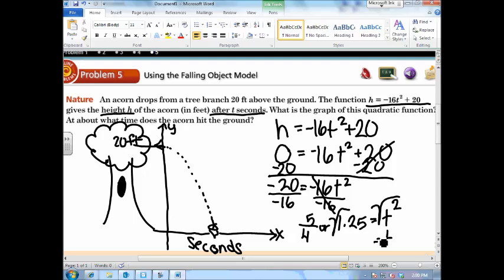But does it make sense in this problem to have negative time? No, because I don't have a time machine. Pretty sure the squirrel who threw the acorn out of the tree doesn't have a time machine either, right? No time machines. So we only look at the positive.